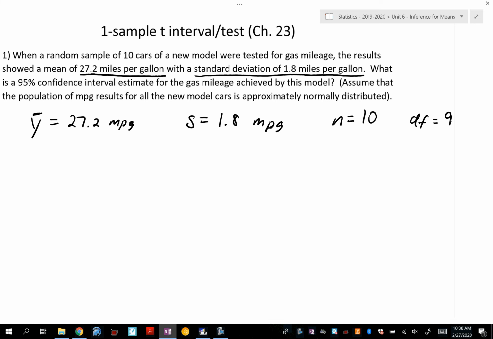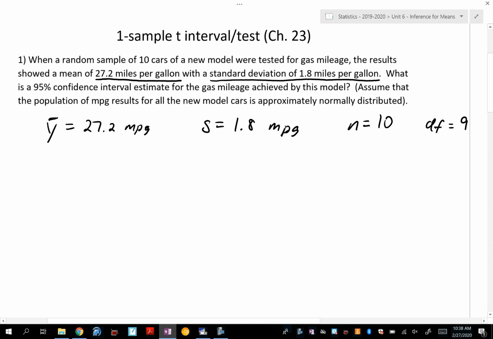So this t-distribution model that we're going to use will look different than the normal model with such a small sample. It wants us to run a 95% confidence interval to estimate the gas mileage achieved by this new car model. Here we go. The formula is y bar plus or minus t star, with n minus 1 degrees of freedom, which is 9, times the standard error of y bar.